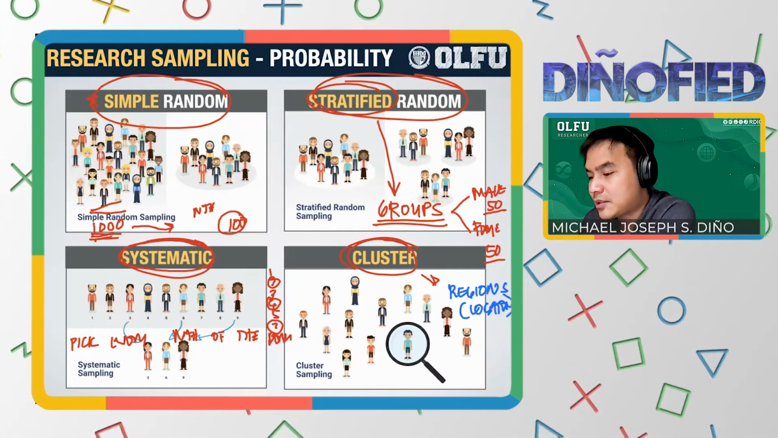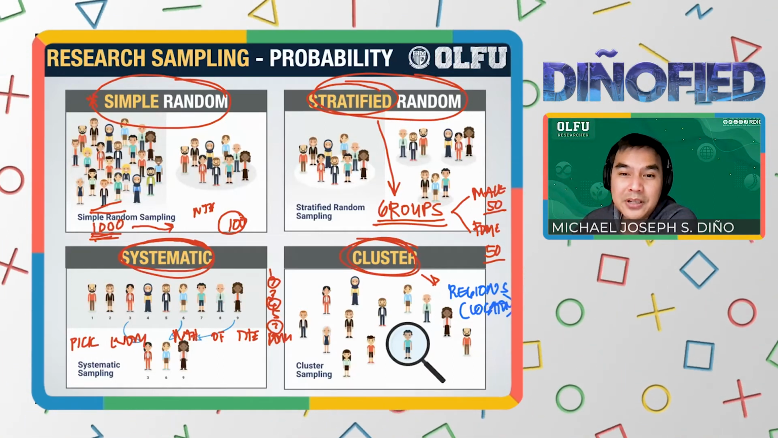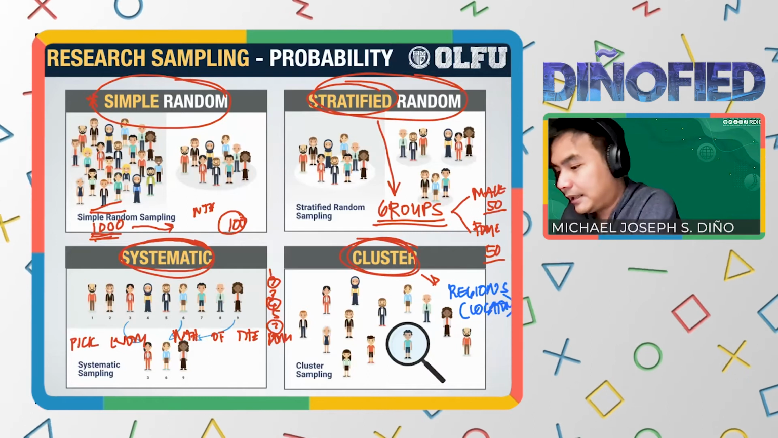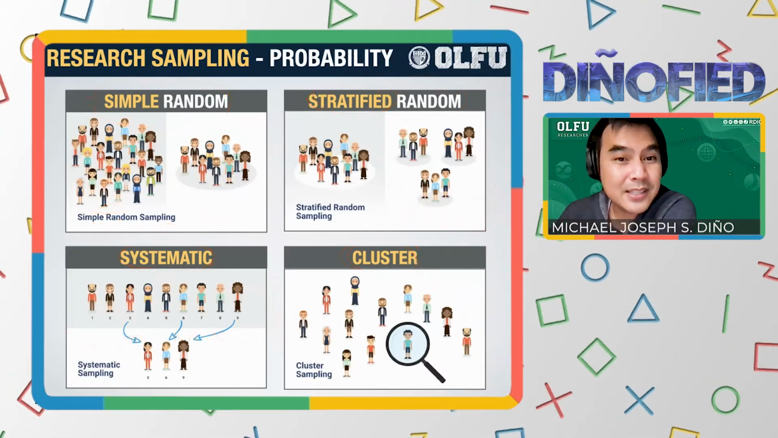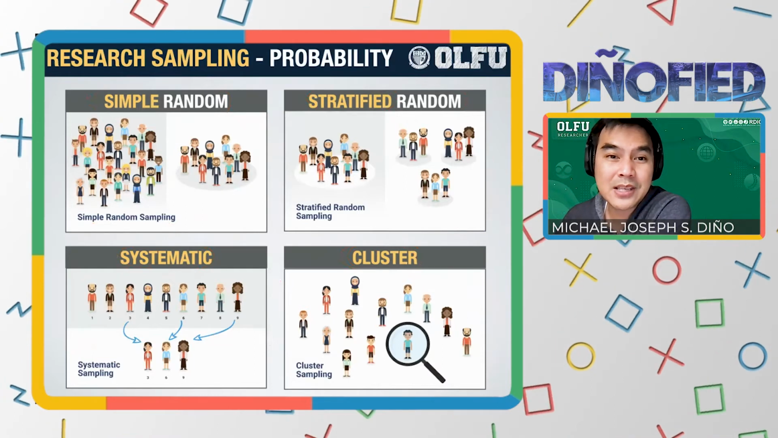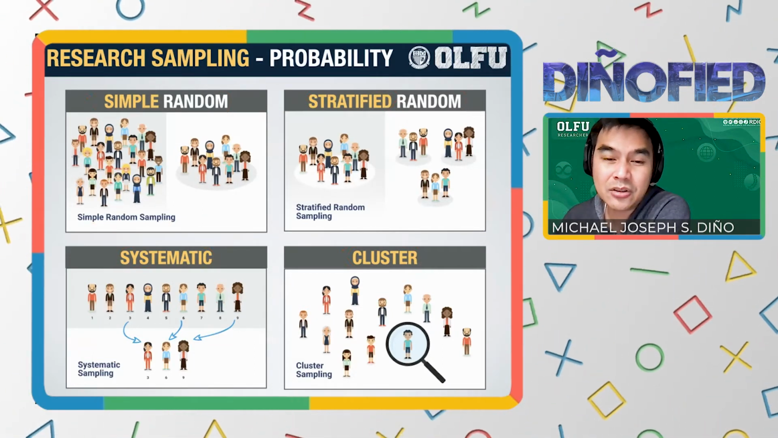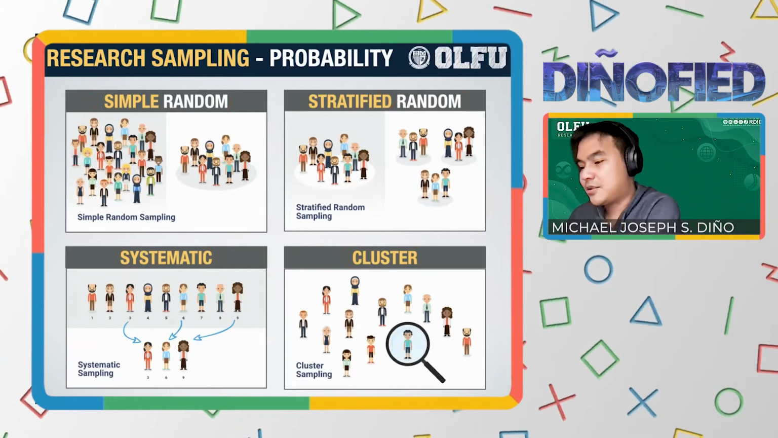O kaya naman cluster sampling, you're going to pick representations from the different regions or from the different localities. Again, it's different from stratified because stratified, you're going to group them first into several characteristics. But if that characteristic is a region or locale, that is what you call cluster sampling.